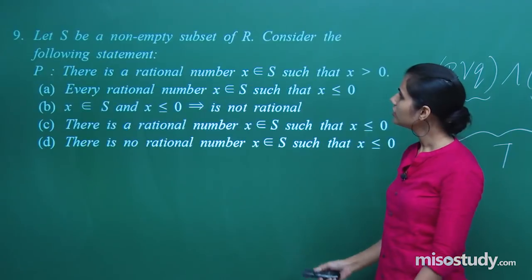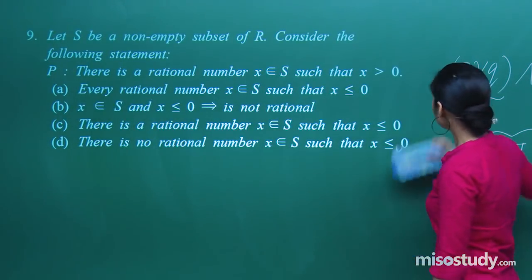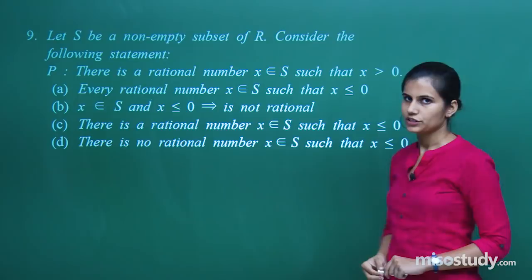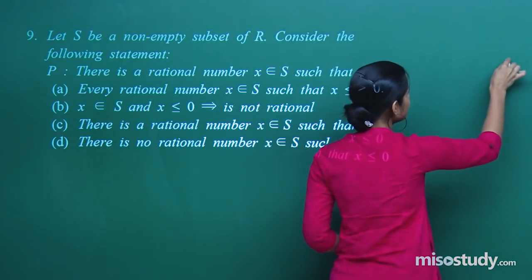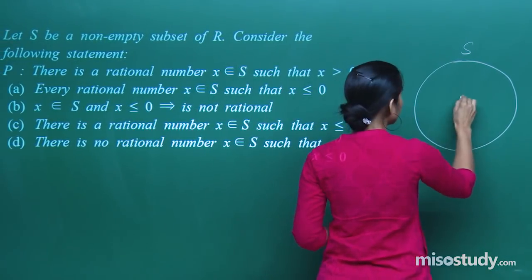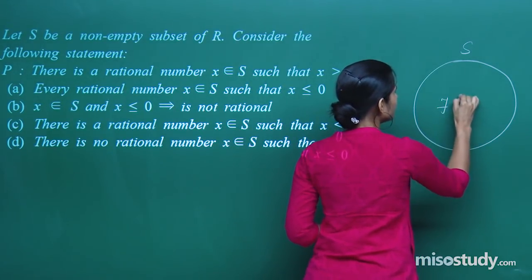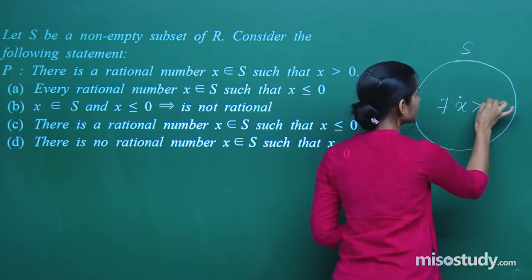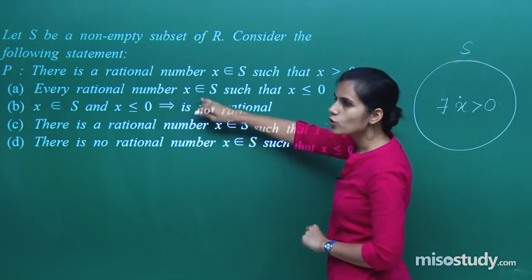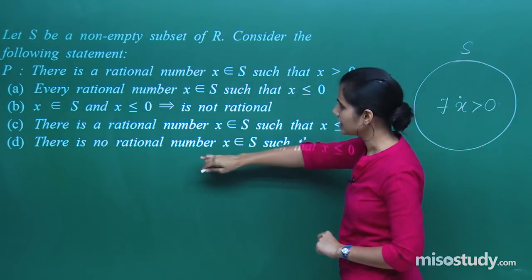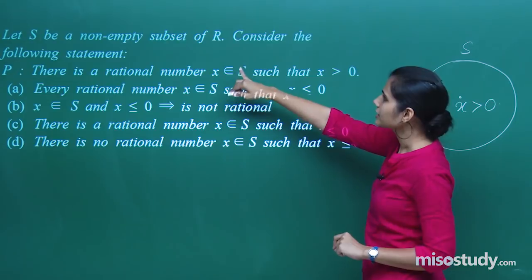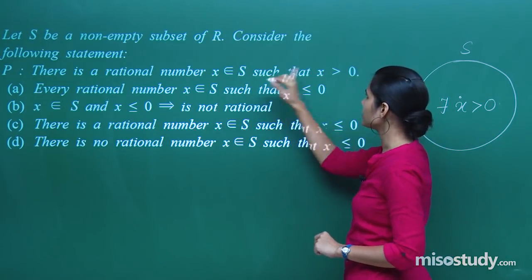Moving on to the next, we have: let S be a non-empty subset of R. Consider the following statement: there is a rational number x in S such that x is positive. That means in this set S, there is one rational number for sure which is positive. The question is, which of these matches this statement? Every rational number x in S. So let me say, if S is a non-empty subset of R, consider the following statement: there is a rational number x in S such that x is positive.